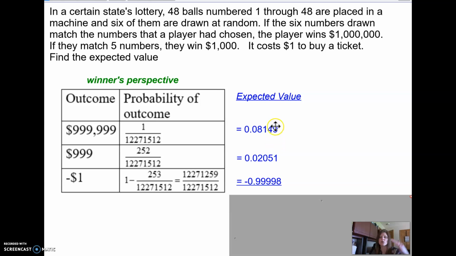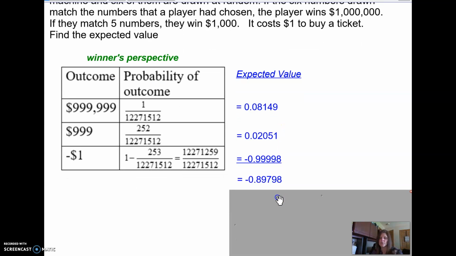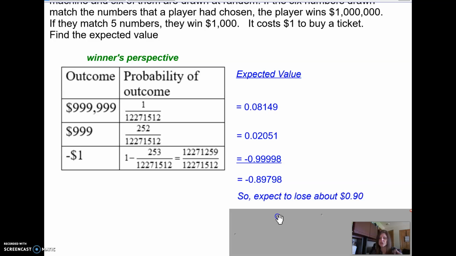So the expected value means I'm going to add up all of those values together, and we're going to come up with an answer that I'm going to round to 2 decimal places because we're talking money. And it's about 0.90 if I round to 2 decimal places, and it's negative. So that means in the long run, if I play this over and over and over, I should expect to lose about 90 cents every time I play it. So in the long run, I'm losing money every single time.